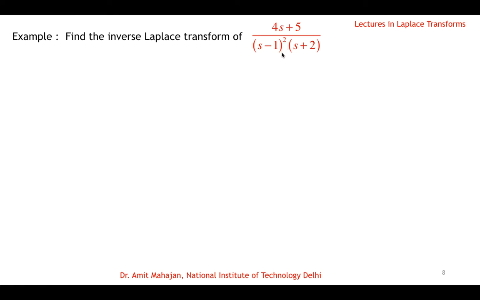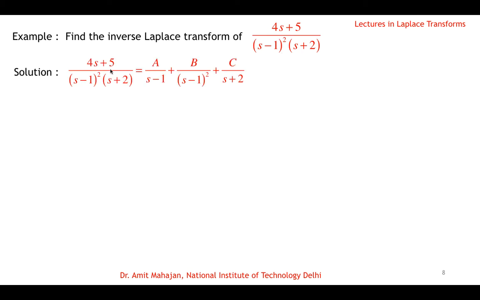Again, now we can first use partial fractions. For the partial fraction, s - 1 has a power of 2, so it will give two factors: a constant over s - 1 plus another constant over (s - 1)². Okay, because it's of the form (s - a) to the power r. And s + 2 has a power 1, so it will give only one linear factor, c over s + 2. And then we can calculate the different constants.